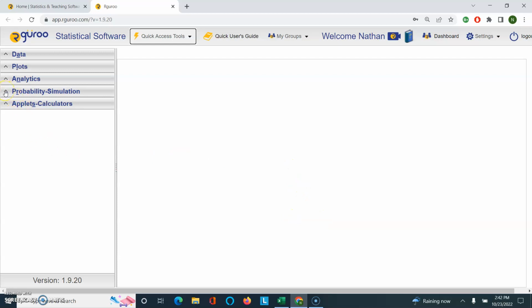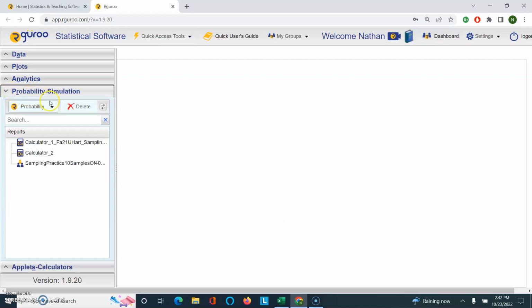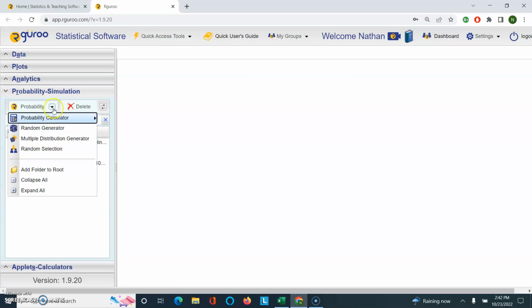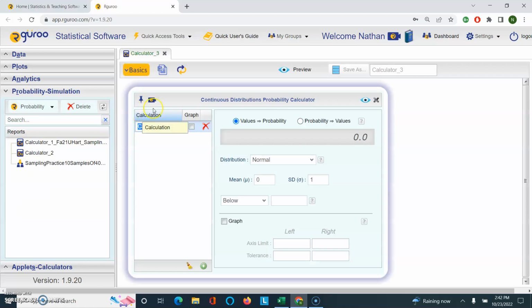Okay, so this is going to be under the probability section. Click your drop down, calculator, and now instead of discrete like last week, we're going to be using continuous. Okay, now what you'll notice is that the input screen is pretty similar. If you have values for the data and you want to know the corresponding probability, that would be a values to probability. So that's what we're going to start with.